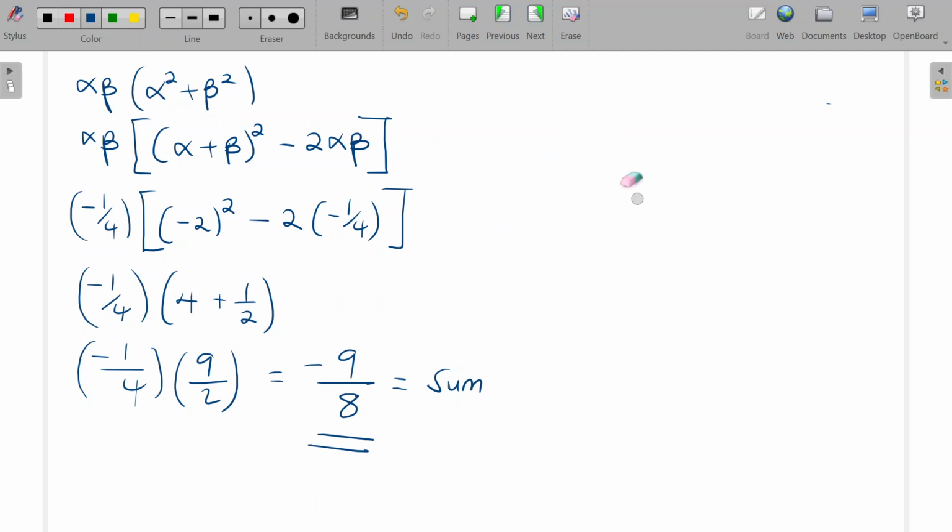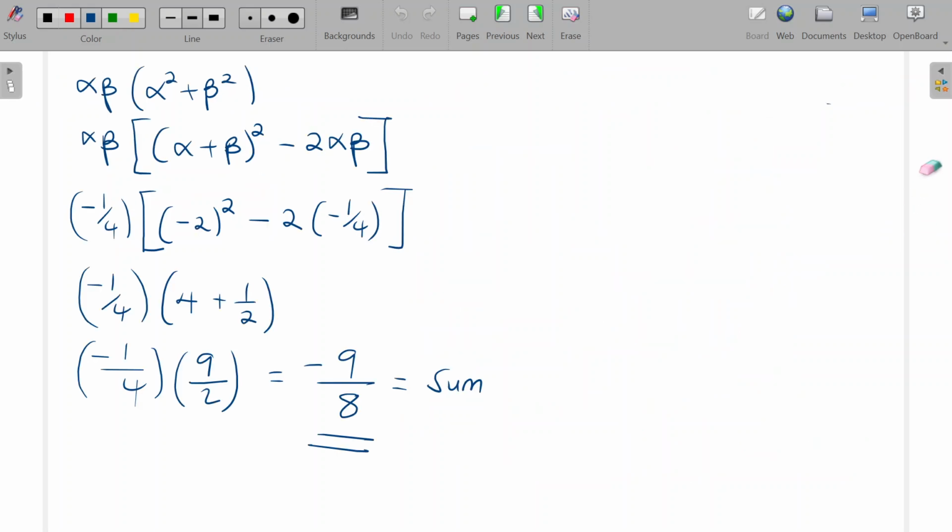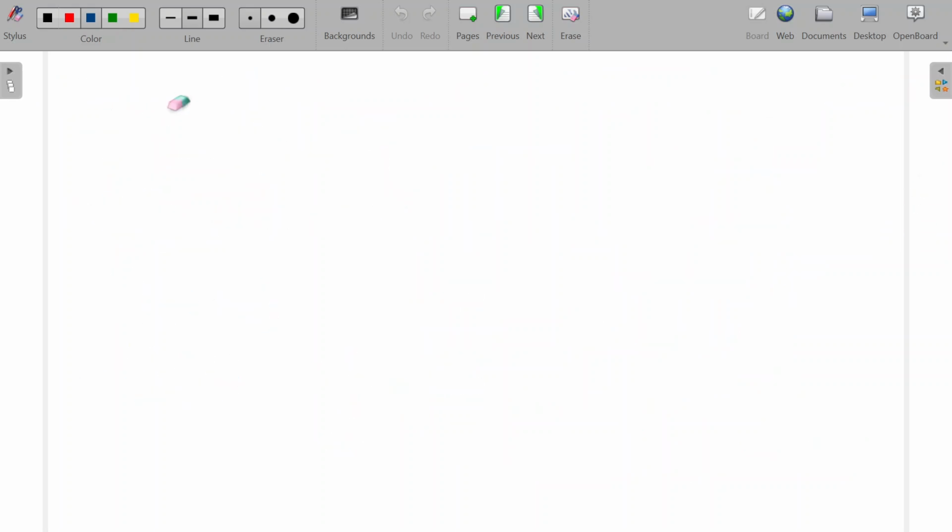Yes, sir. Okay, so that will be your sum. Now the question was asking us to also find the product, which was alpha to the power 3 beta times alpha to the power alpha times beta to the power 3. That's what it was also asking us to find. So now let us find alpha to the power 3 beta times alpha beta to the power 3, like this.